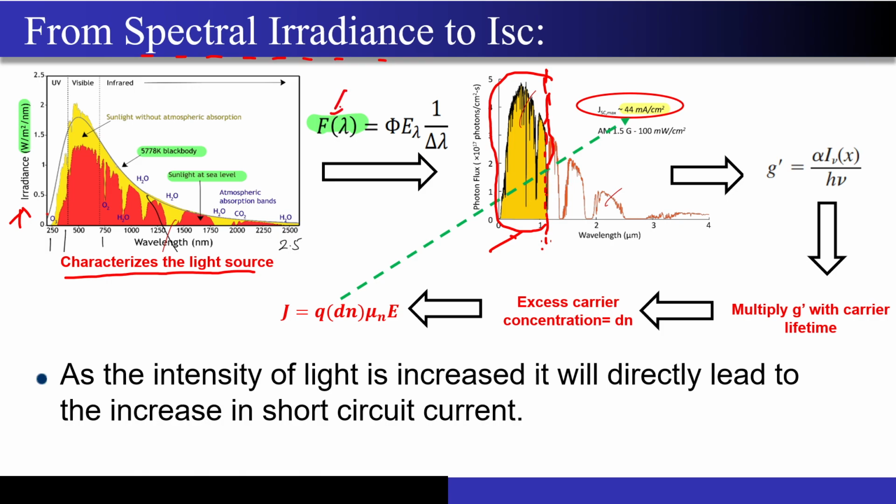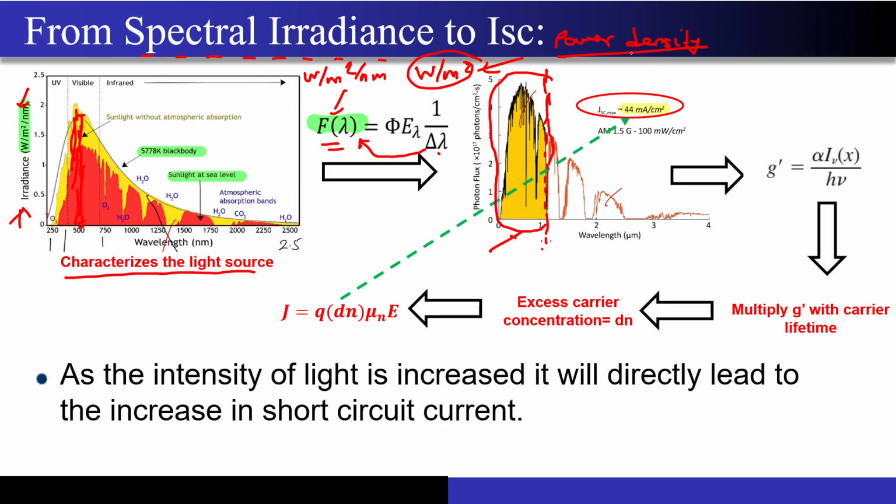This is your spectral irradiance, in watts per meter square per nanometer. Now multiply it by the wavelength: take a particular wavelength and a very small width around it. The nanometer term gets cancelled from the units, and you are left with watts per meter square. This is nothing but my power density. That is why delta lambda is present in this formula.